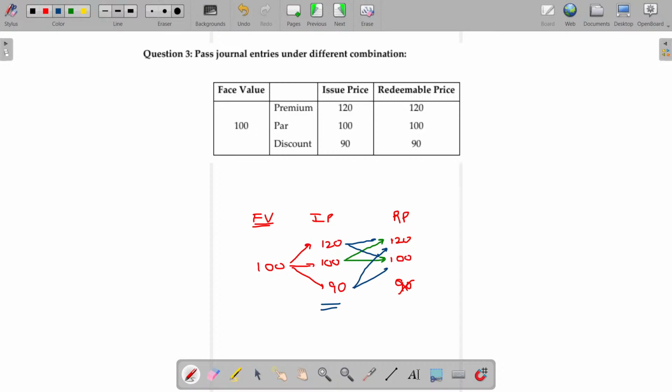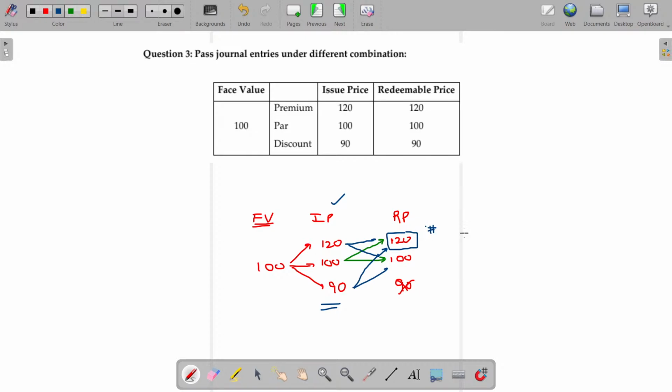You can pass the entry for this easily, isn't it? What happens to pass the entry for issuing the debenture at par, premium, discount? You can pass that entry easily. But if supposed to redeem at a premium, you are going to face a loss of paying 20 rupees additionally on maturity. For this, you have to make a provision. Is that okay?